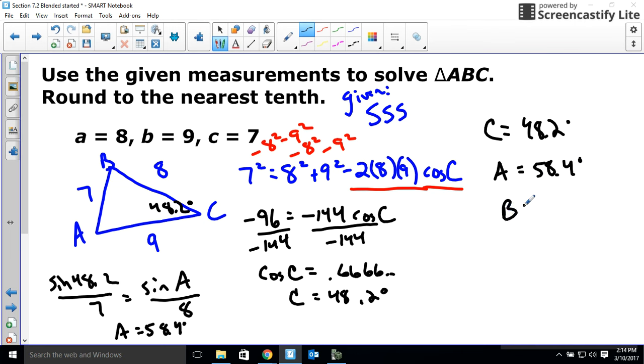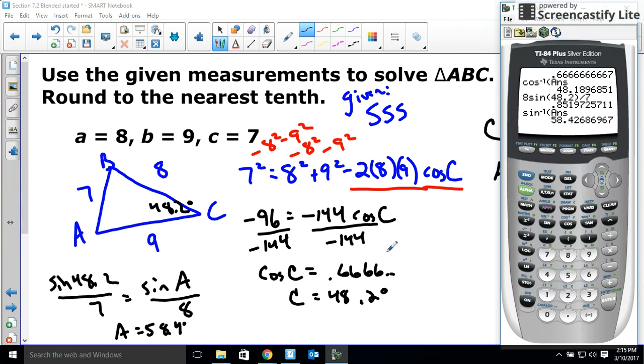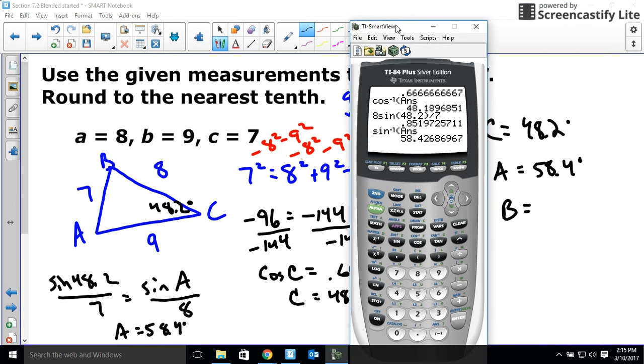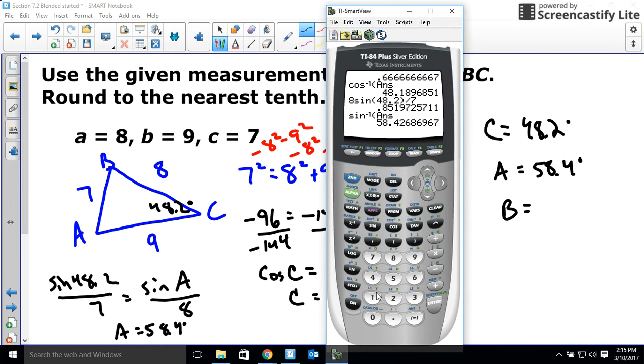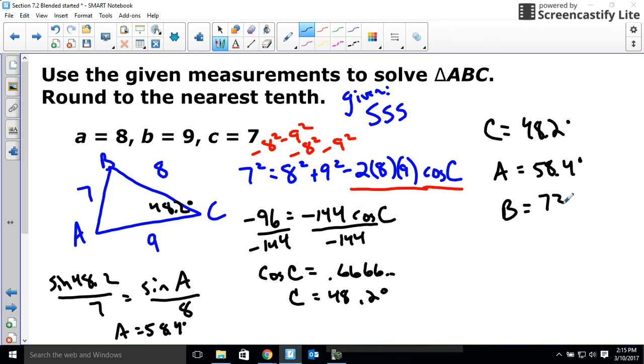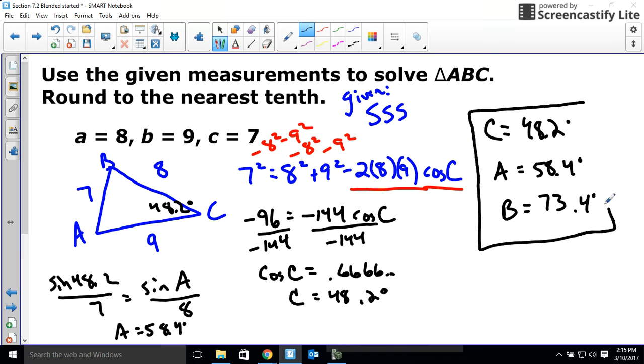And then to find angle B, what I'll do is subtract those two angles from 180. All right, so I'll take 180 minus 48.2 minus 58.4. And that will give me 73.4 degrees. All right, so that was an example of if you are given three sides.